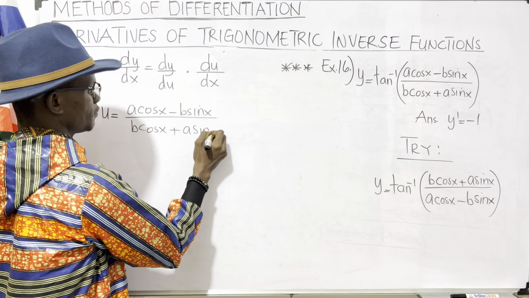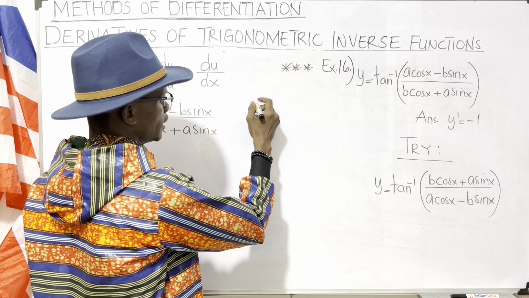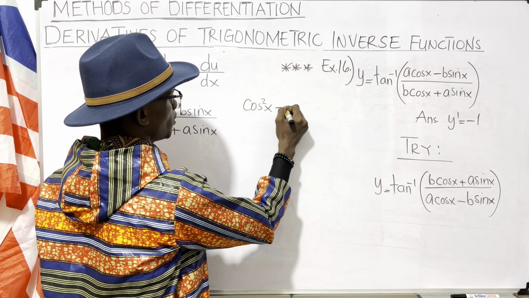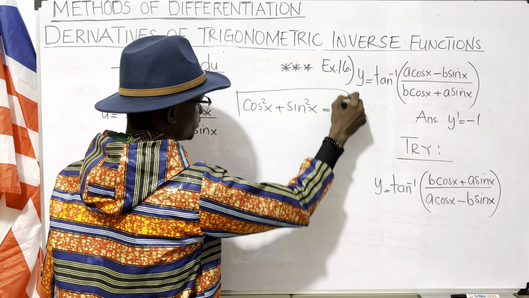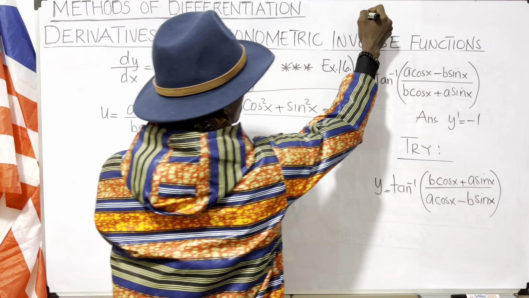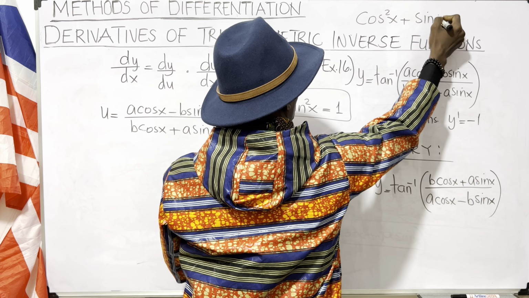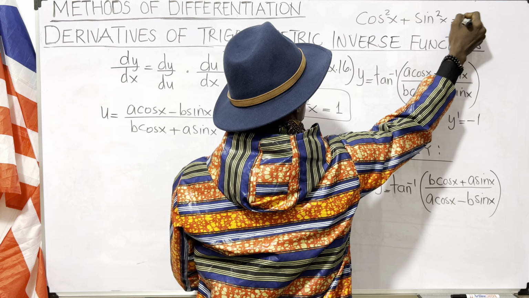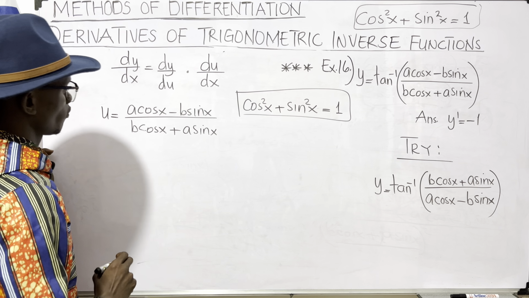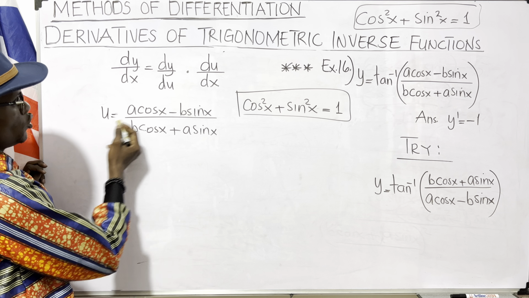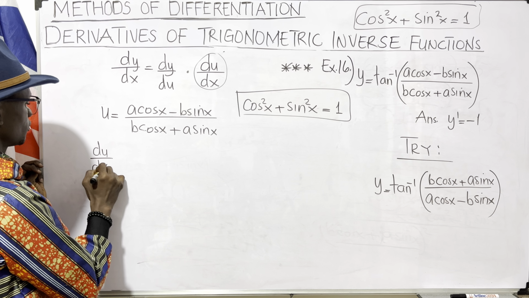Now, one important identity we're going to be using is the Pythagorean identity, that is cos² x plus sin² x equals 1. So this is very important. Let me put it up here just in case there's not enough space. This is exactly what we're going to use. So now, since this is u, let's find our du/dx.